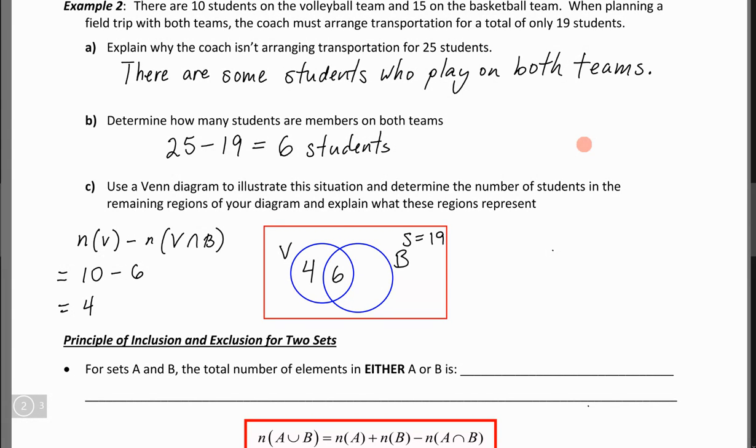Okay, so then how many make up the rest of the basketball team? So the number of people on the basketball team minus the number of people in both teams gives me the number of students that are exclusively in the basketball team. So the basketball team has 15 members, subtract the intersection of 6. That means there are still 9 players that are part of the basketball team, but not the volleyball team. Okay, so my conclusion is 4 play just volleyball.